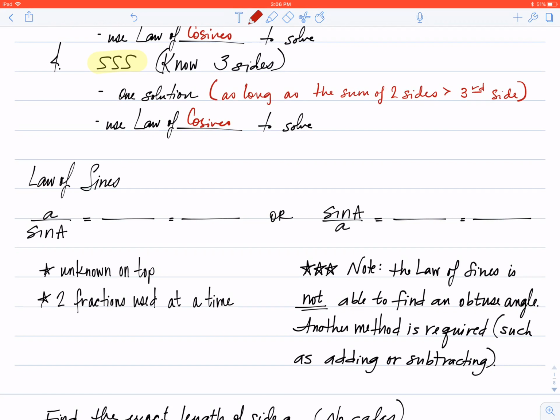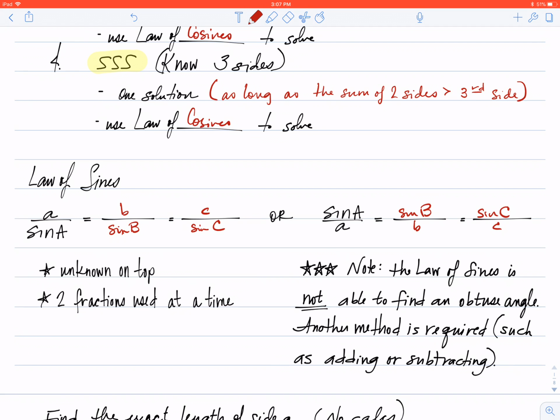And so the law of sines, we'll look at the first way to write it, is a divided by the sine of angle A is equal to little b divided by the sine of angle B is equal to little c divided by the sine of angle C. Now, if you'll simply take the reciprocal of all 3 of these fractions, you'll get the other way to write it. So the sine of angle A divided by little a is equal to the sine of angle B divided by little b is equal to the sine of angle C divided by little c.